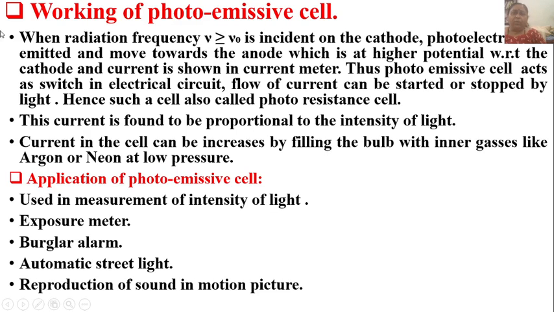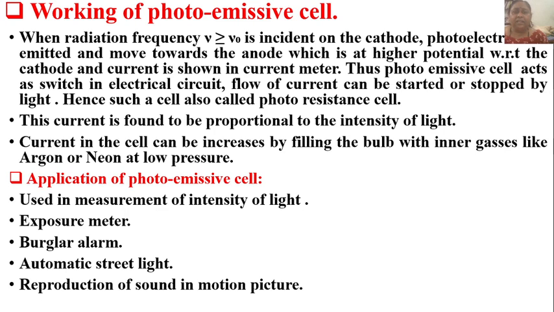Now, working of photoemissive cell. When radiation of frequency nu greater than or equal to nu 0 is incident on the cathode, photoelectrons are emitted and move towards the anode, which is at higher potential with respect to the cathode, and current is shown in current meter. Thus, photoemissive cell acts as a switch in electrical circuit. Flow of current can be started or stopped by light. Hence, such a cell is also called photoresistant cell. This current is found to be proportional to the intensity of light.